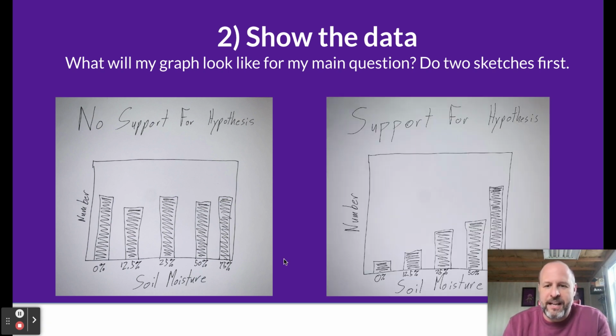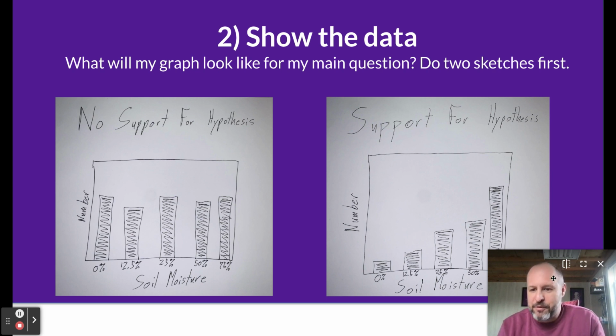And then the second sketch is support for the hypothesis, where you can see these bars getting bigger as we move to the wetter substrate. I apologize if my face is over the corner of that graph there. But you can see a very small bar at 0% moisture, a little bit taller bar at 12.5%, a little bit taller at 25, a little bit taller at 50, and then a very tall bar at 75. These bars are not all equal. So the number of eggs laid in these different treatments is very skewed to the right. This would be support for the hypothesis.